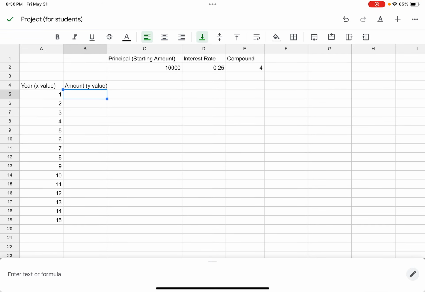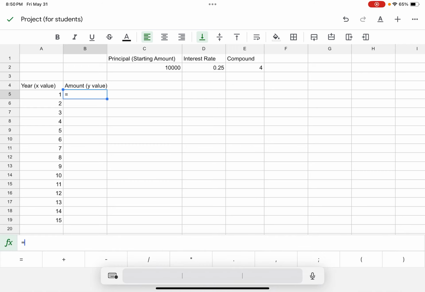Now this is the equation we have to write. I'm going to write equals. Equals is telling Sheets I would like to start having Sheets compute for me, as opposed to typing in all the values by hand. I want Sheets to do the work for me. I'm going to write in $, so that's above the 4, shift 4, there's my $, C, $2. And that highlights that box C2, that cell C2, my 10,000.